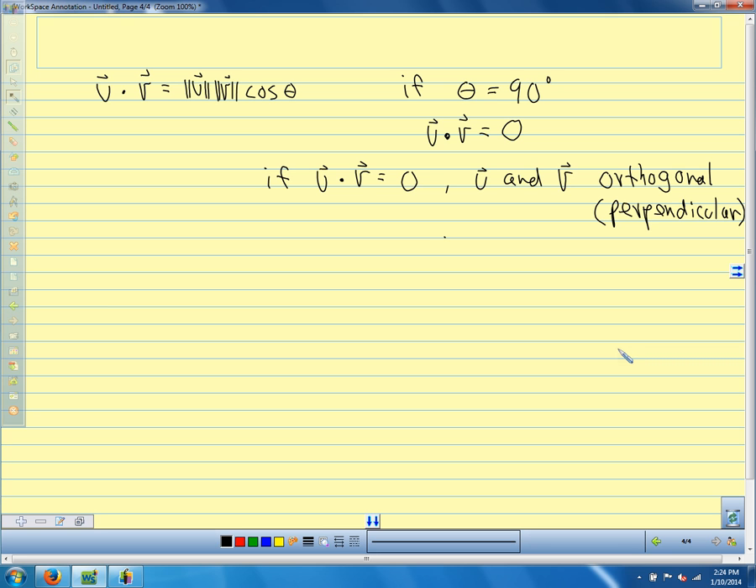So this is a way to test to see if two vectors are perpendicular. Find the dot product. If it's 0, the vectors are orthogonal. They make a 90-degree angle with each other. So this is a nice way to test whether or not vectors are orthogonal. Special things happen, and we have special kinds of vectors that are always orthogonal. That's an important property to know about vectors.